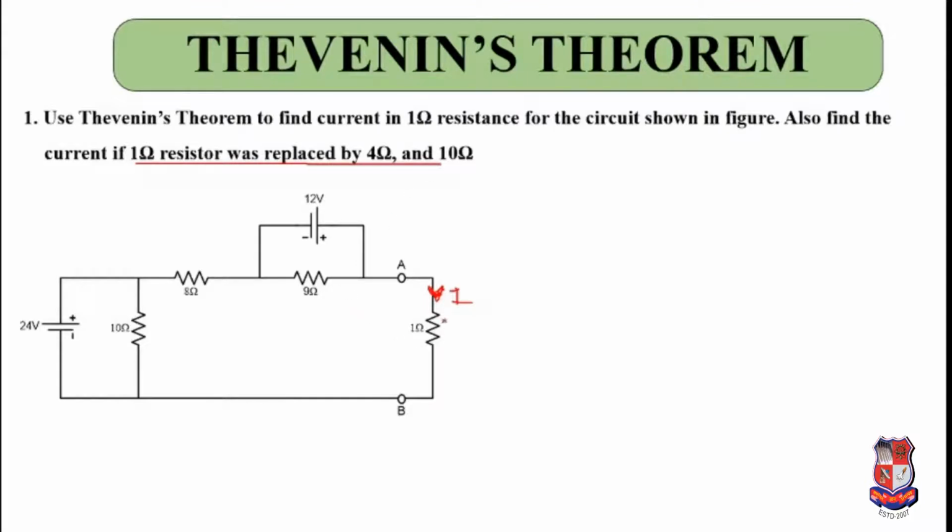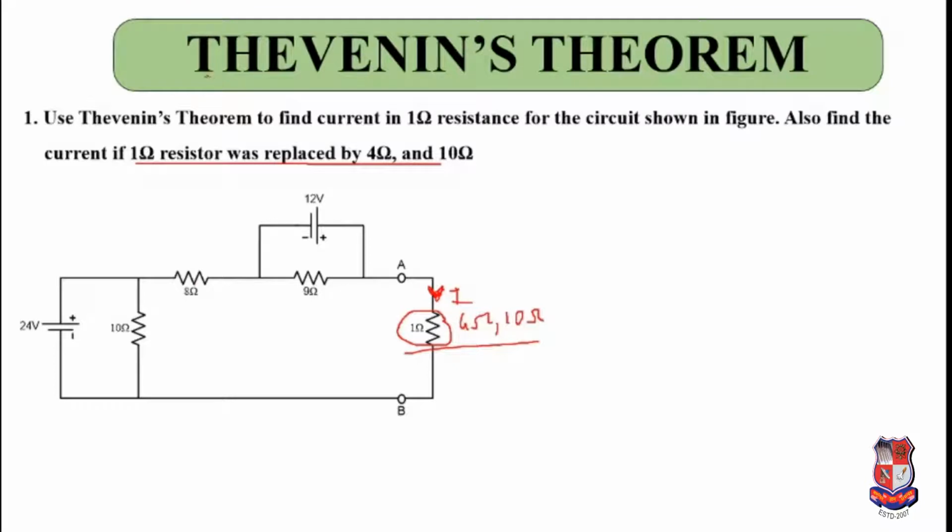So it says that if this 1 ohm resistance is replaced by 4 ohms, how much current will be flowing here? And similarly, if 10 ohms was kept, then what amount of current will be flowing here? So you need to find the current for these 3 cases. In a normal circuit, you would have to find the current for this branch 3 times. You have to solve this circuit.